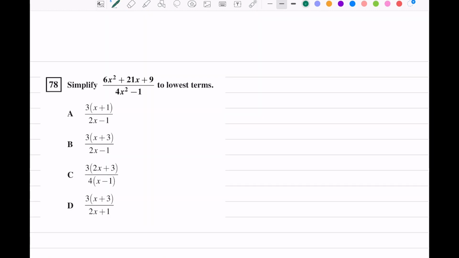Simplify 6x squared plus 21x plus 9 over 4x squared minus 1 to lowest terms. So again, we'll work with our numerator and then our denominator and then cancel out terms. So starting with the top, we have 6x squared plus 21x plus 9. So we need to factor this into our two pieces.